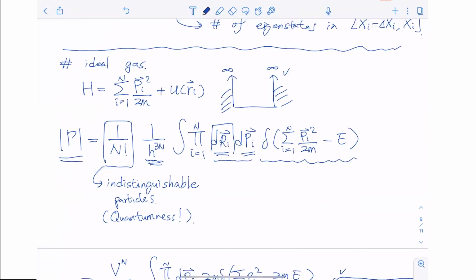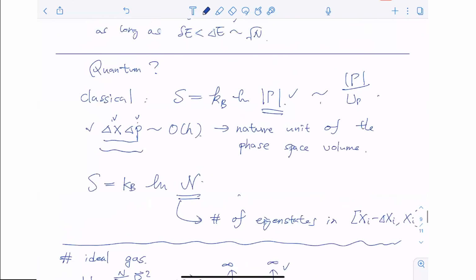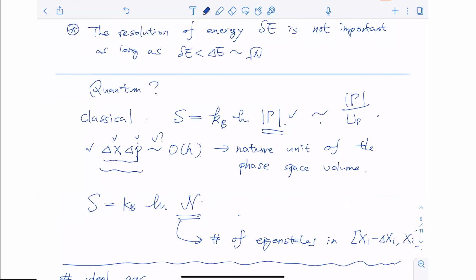So when you are doing this integral, you will have 3n pairs of r_i and p_i. Sorry, maybe I'll write it explicitly: r_i^alpha and p_i^alpha, where i goes from 1 to n, and alpha is just x, y, z. Each pair of them will give you an h. Because we have 3n pairs, we have a factor of h to the power of 3n. So why is it so? Why do we consider h as a natural unit of our phase space volume?